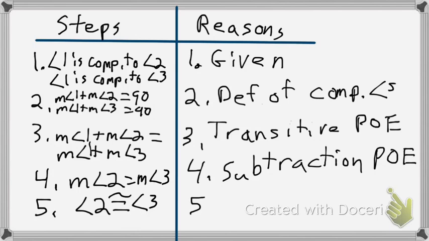So that leaves us with number 5, which is the definition of congruent angles. And again, the definition of congruent angles is that angles that have the same shape and same measurement. So we know that 2 and 3 have the same measurement, and therefore 2 and 3 are congruent.